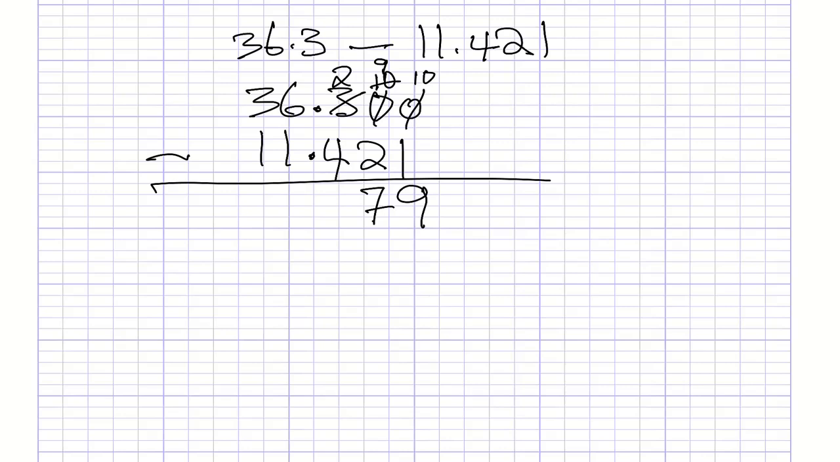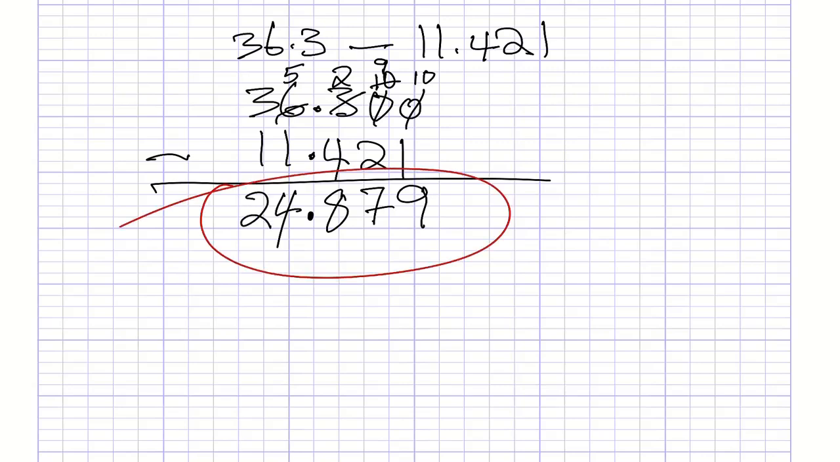And then 2 minus 4, it won't go. You borrow 1 from here, put 5 here, and then you have 12 there. 12 minus 4 is 8. And then you put your decimal point. 5 minus 1 is 4. 3 minus 1 is 2. See? That's how you do it. You can use your calculator and check the answer. Just be patient. Rock and roll, everything will work out.